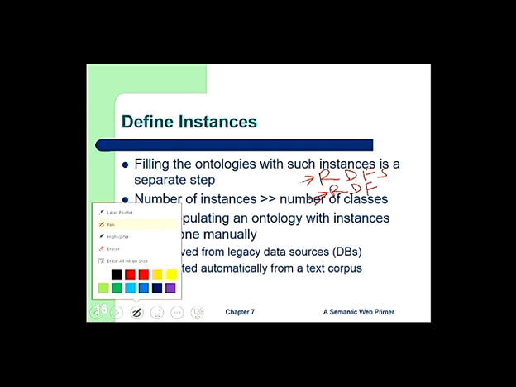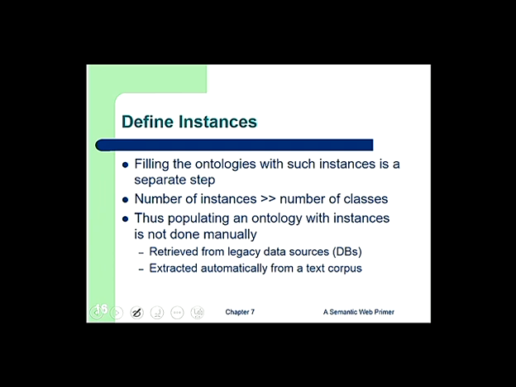The instance data, or the individuals that belong to different concepts. So the number of instances will be much larger than the number of classes, of course. You can compare it with a database schema also. Like in a database schema, we have the structure of the data, and then when we enter records, the number of records, they are much larger than the number of entities.